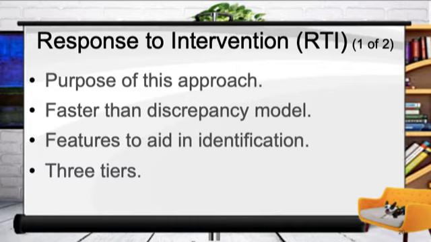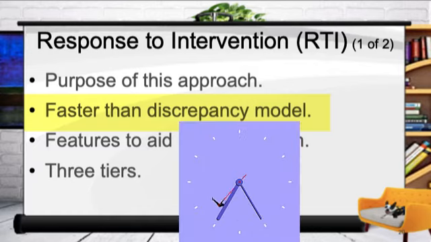It is way faster than the discrepancy model. The discrepancy model takes a really long time because we have to wait for a student to fail, then we do assessment, then we determine if there's a discrepancy between the student's IQ and their achievement in any particular subject area. If there's a big enough discrepancy, then we say, oh, this student probably has a learning disability.